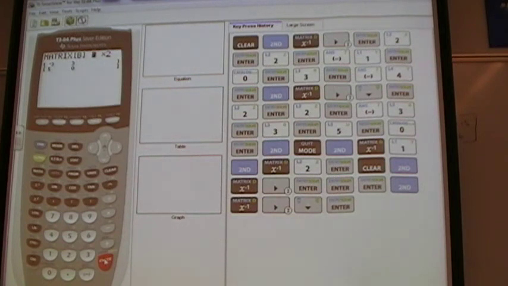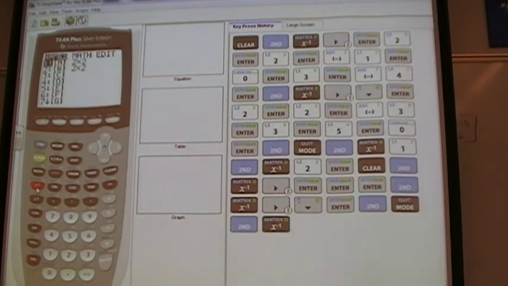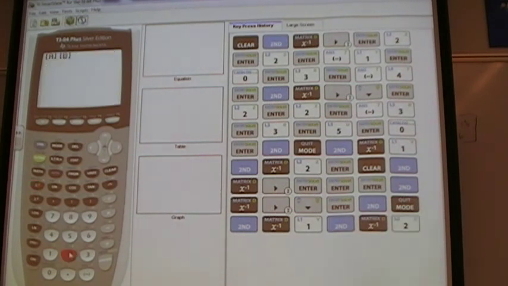Then from that point, you have to get back to the blank screen. So hit second mode, which is quit, and you get a blank screen. Now to multiply the two matrices, hit second matrix 1, that's the first one, and second matrix 2, enter.